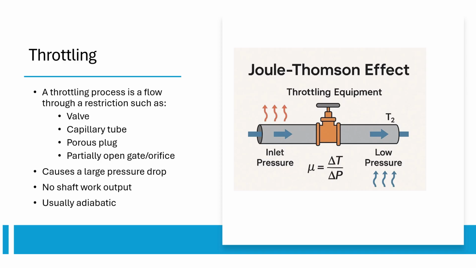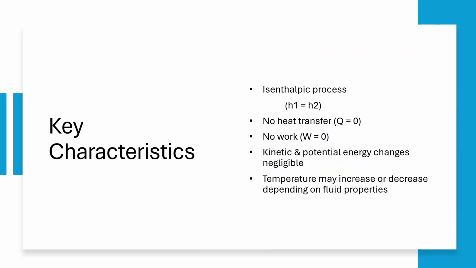Now, let us discuss the key characteristics of this throttling process. The first main thing is that it is an isenthalpic process, in which the enthalpy remains constant at the inlet and at the outlet. And in this process, there is no heat transfer and no work done.